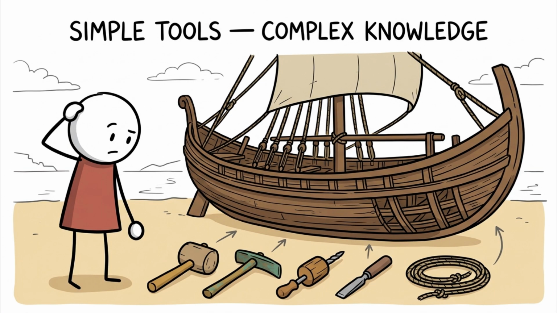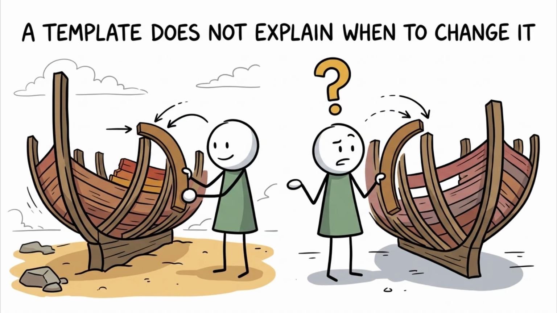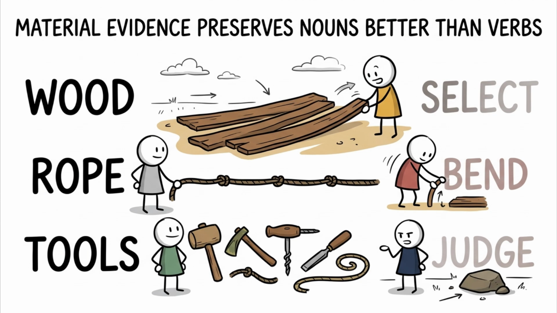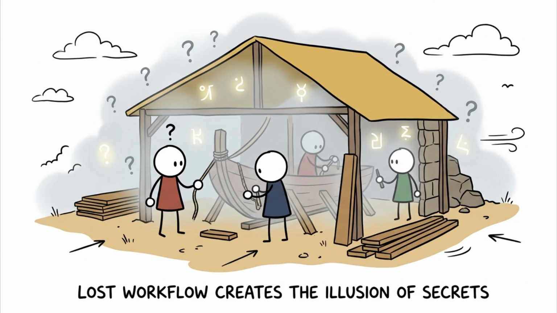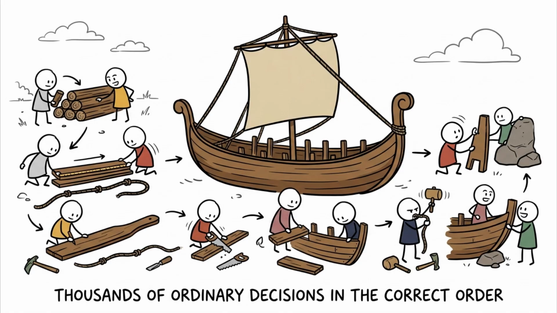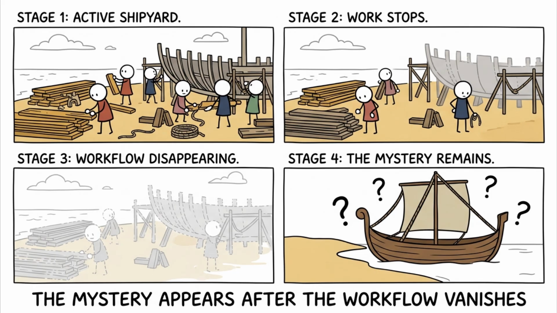The tools may look simple, encouraging outsiders to underestimate the lost knowledge. An axe does not explain which tree to choose. A template does not explain when its curve should be modified. A wreck does not explain the corrections made before it touched water. Material evidence preserves the nouns of technology better than the verbs. That gap creates the illusion that ancient builders possessed mysterious secrets. Usually, the secret was not one hidden trick. It was thousands of ordinary decisions performed in the correct order. Remove the order, and the surviving pieces stop explaining themselves. The mystery appears only after the workflow has vanished.